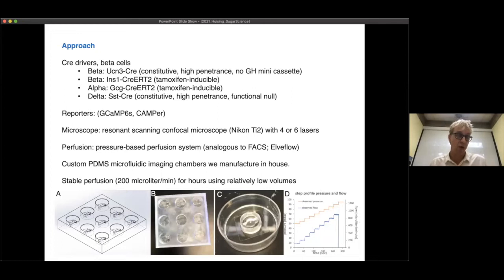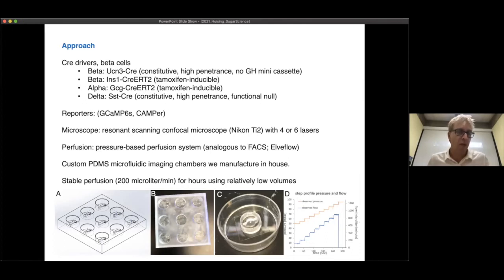We use a suite of Cre drivers. For beta cells, we use predominantly urocortin-3 Cre. It's a phenomenal beta cell specific Cre that is really specific and hits every single beta cell, almost every single beta cell. We also use the INS1 Cre ER if you have to have some tamoxifen inducible. For alpha cells, we're using Klaus Kessler's Glucagon Cre ERT model. And for delta cells, we use a constitutive SST Cre that has the additional benefit of being a functional null. So if you breed it to homozygosity, you actually get a knockout mouse for SST, which is also very helpful.